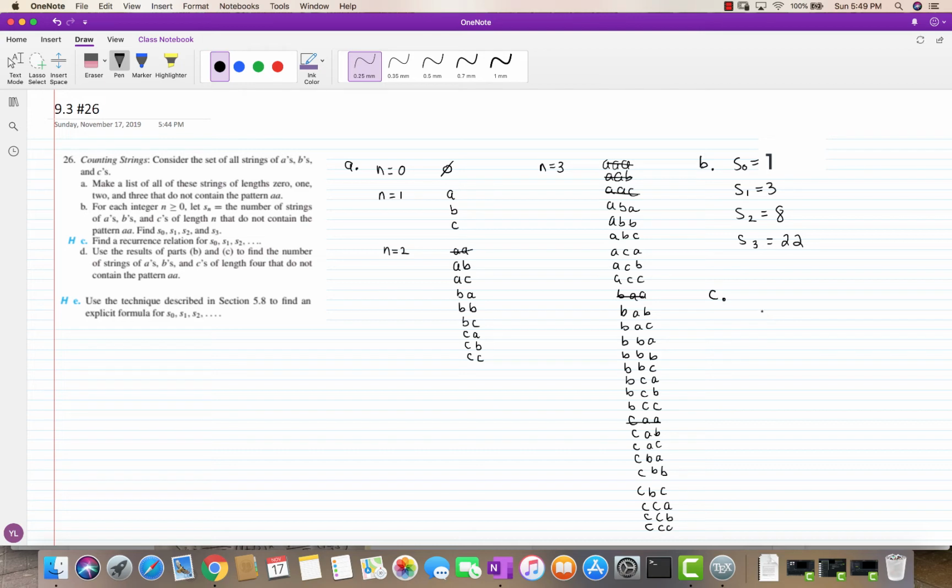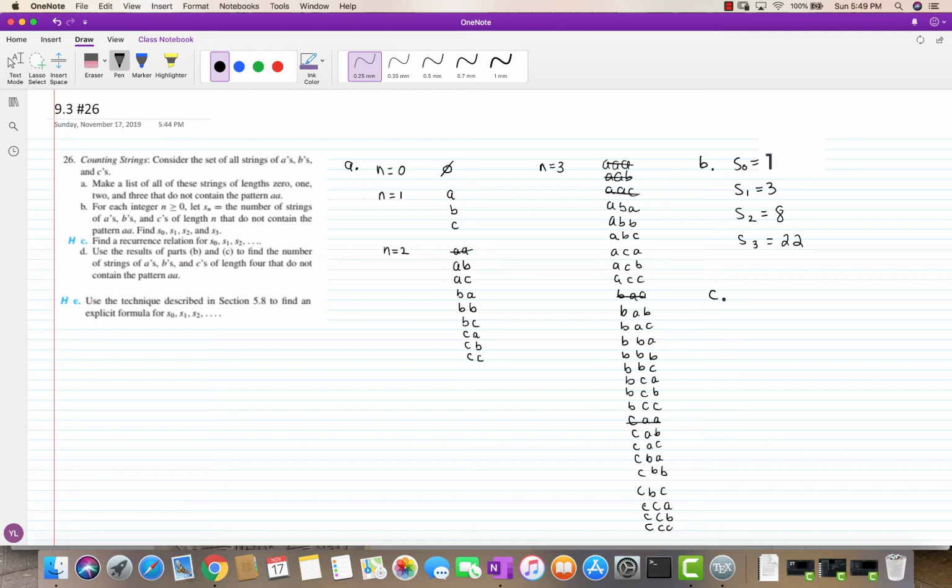You're going to want to find a recurrence relation, which means that you want to express Sn in terms of previous Sk's. And so if I'm trying to count the number of strings of length n that do not have AA consecutive in them, then I just have to come up with a clever way of counting. And actually, the case n equals 3 is a bit instructive.